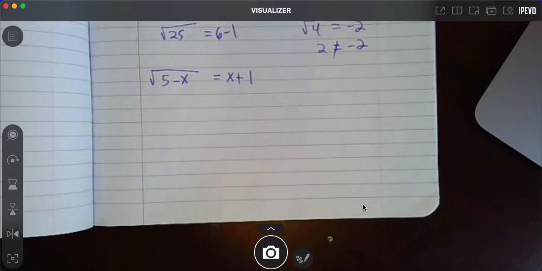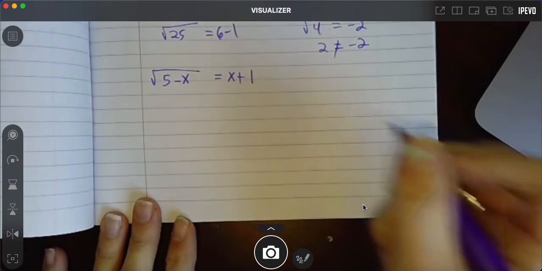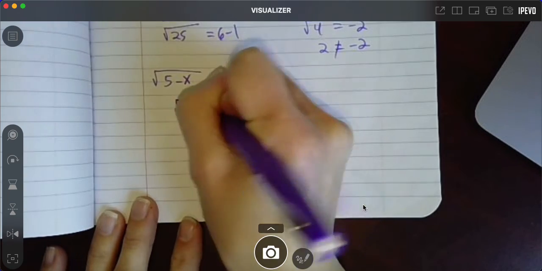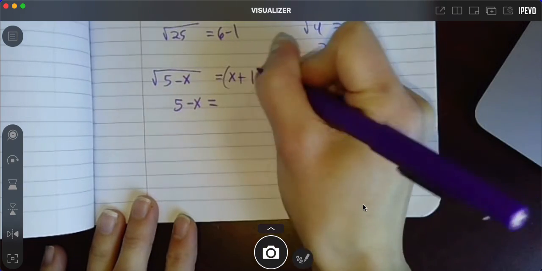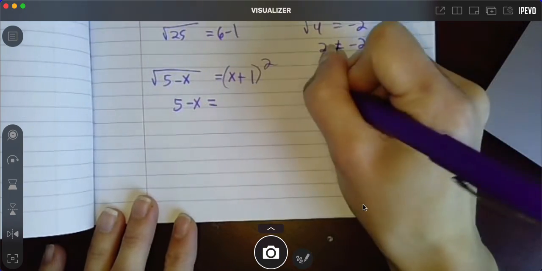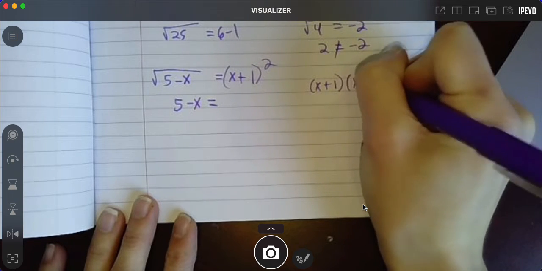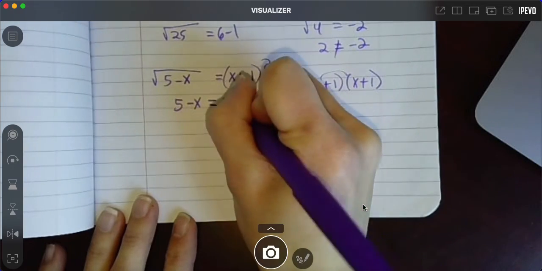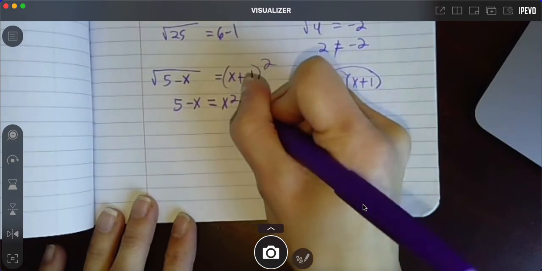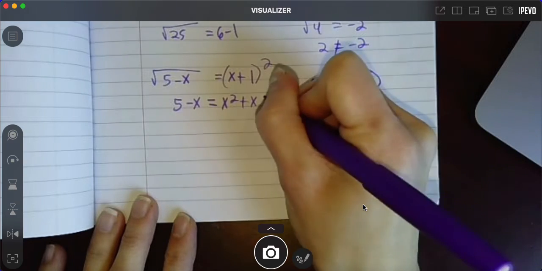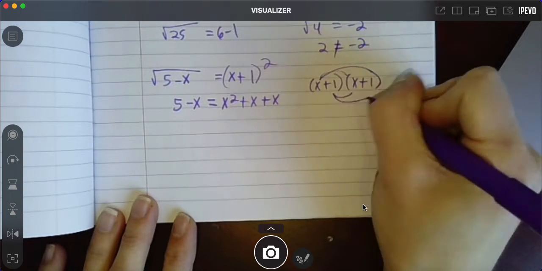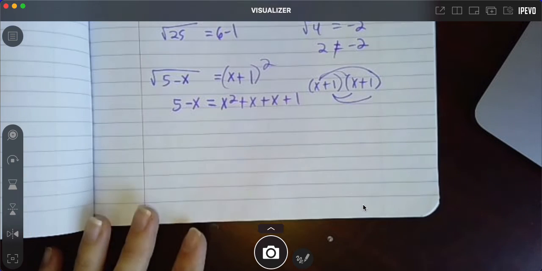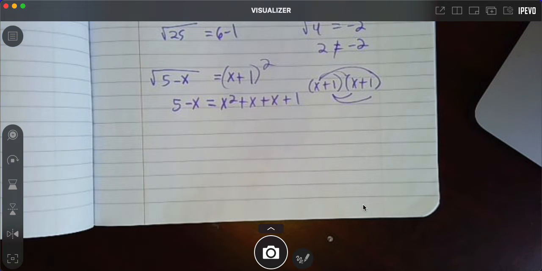So then what are we going to do to cancel out the square root? Square it. So I get 5 minus x over here. And over here, I'm going to have to square that. Do I need to write that out? Probably. So it's going to be x squared, because I'm foiling it. And then I have 1x, and then another 1x. And what's 1 times 1? I'm going to let y'all catch up. 1 times 1 is 1. And then subtract. Did you figure anything else out about that?